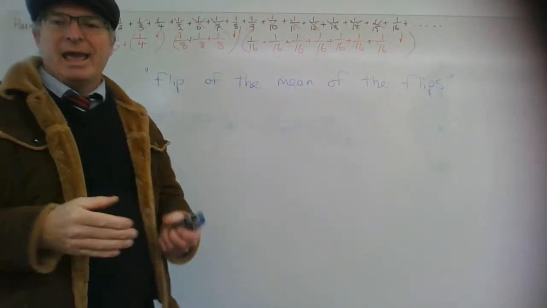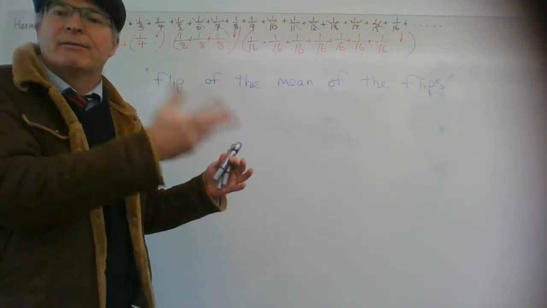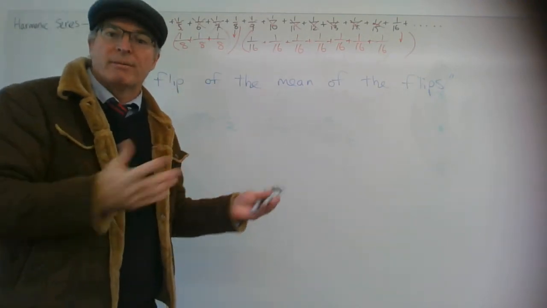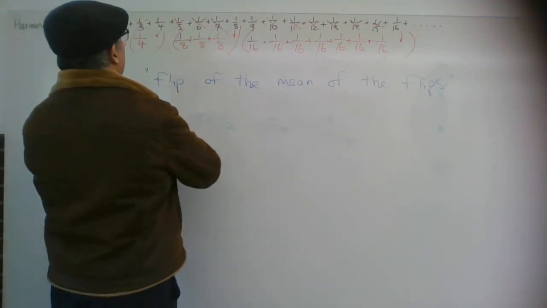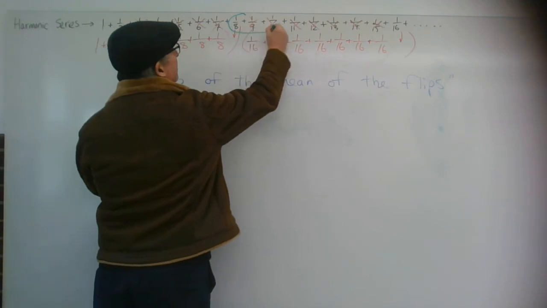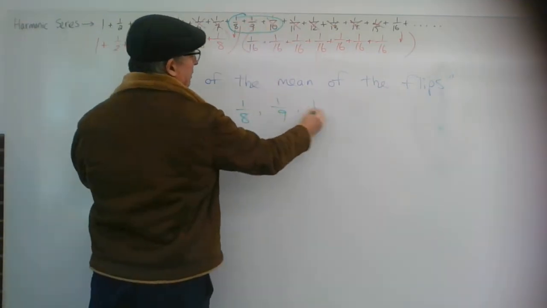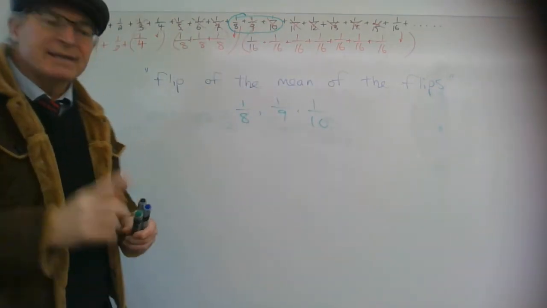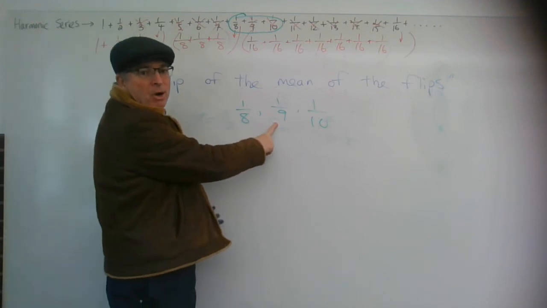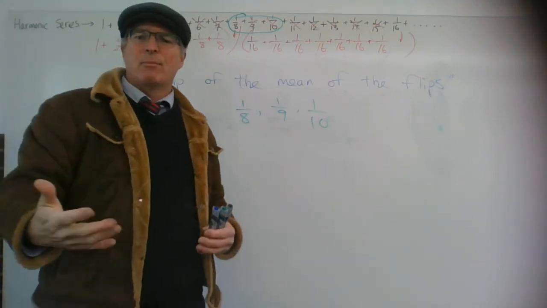Take any 3 terms, the middle one will be the harmonic mean of the smaller and the bigger of the 3. Let's just pick 3 terms: an eighth, a ninth, and a 10th. There's just 3 terms in the harmonic series, and we're saying that a 9th is the harmonic mean of the 8th and the 10th.